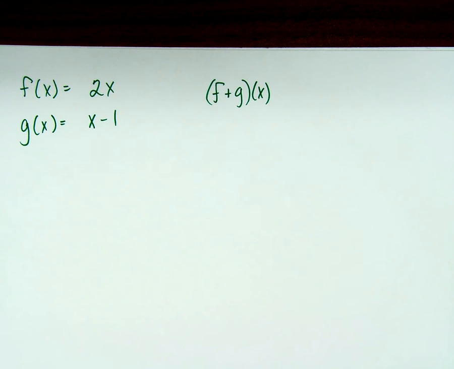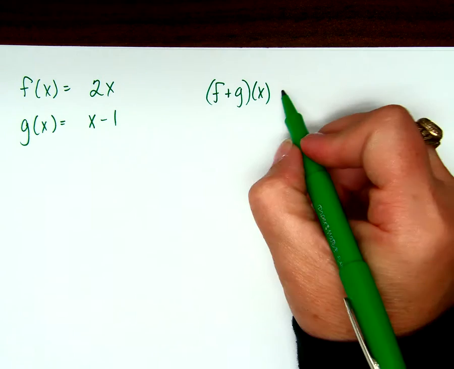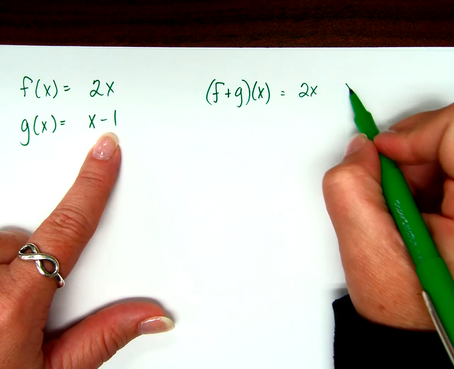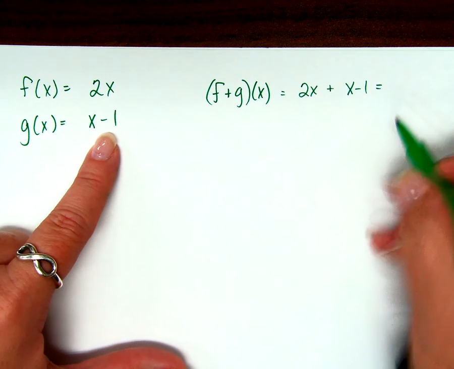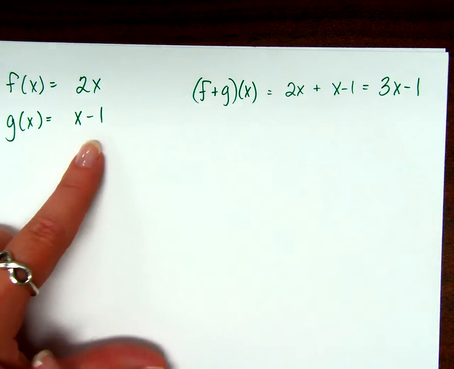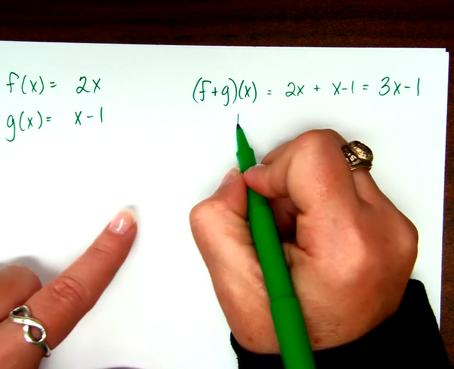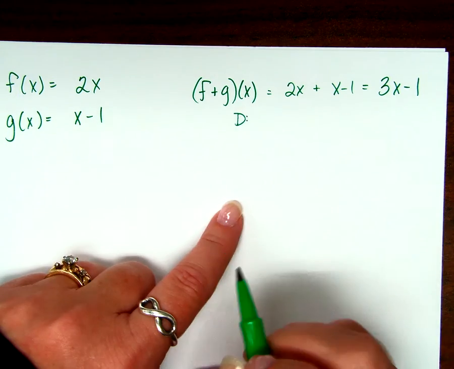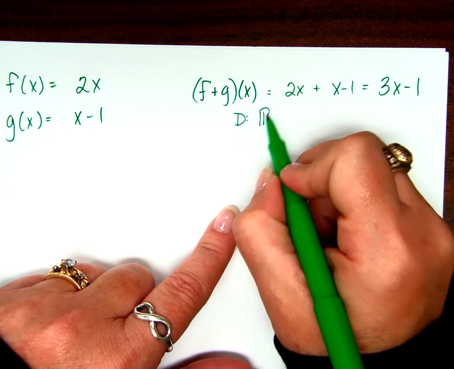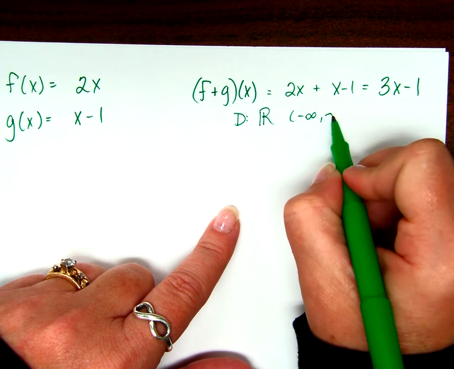So what is it asking me to do? Yeah, add them together. Well, f is 2x, g is x minus 1, and if I'm adding them together, what do I get? 3x minus 1, done. What's the domain of that function, by the way? It's a line, right? So it's all real numbers, or negative infinity to positive infinity?